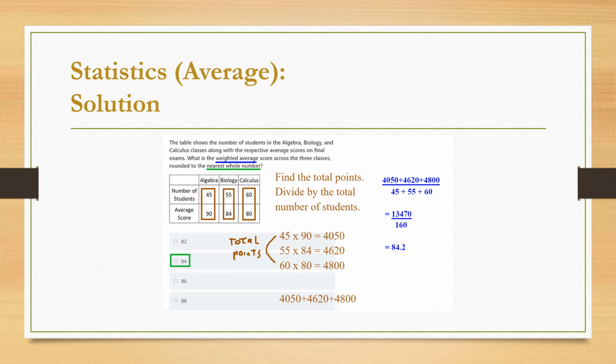First, you want to get the total points scored for each class, multiply the number of students by the average, add those three results together, then take these total points and divide by the total number of students, which is 160 for the students, 45 plus 55 plus 60.